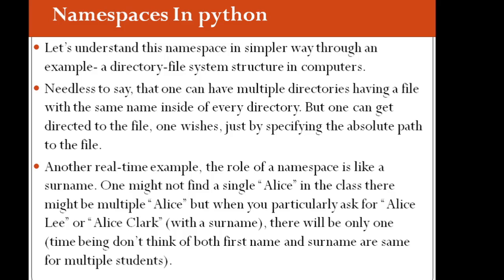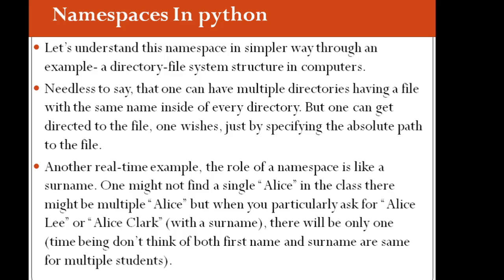So needless to say, one can have multiple directories having a file with the same name inside every directory, but one can get directed to the path of the file one wishes just by specifying the absolute path of the file. So if you are providing the absolute path of the file, you will be directed to that file only, even though there are a number of files with the same name in a number of directories.